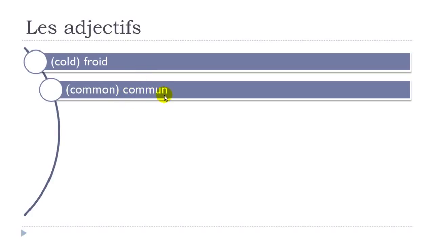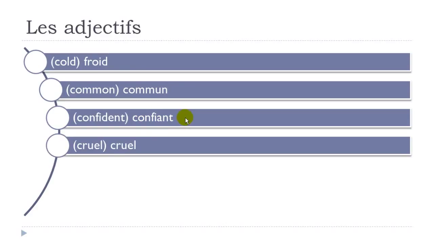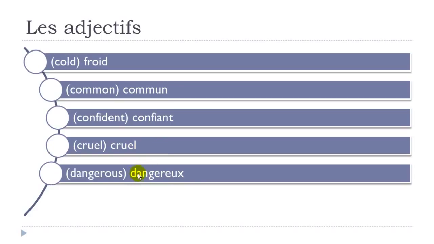Commun. Okay, UN, un. Commun. Confiant. Final D not pronounced. So I-A-N, yan, fiant, confiant. Cruel. Okay, remember, cruel. Dangereux. Final X not pronounced. And then don't really pronounce this here. Okay, so you get dangereux. Dangereux.